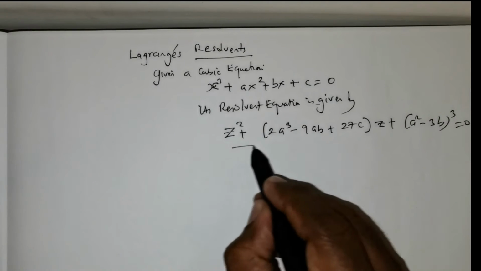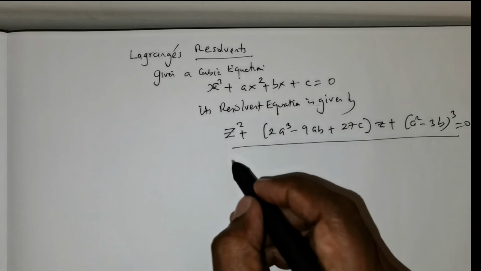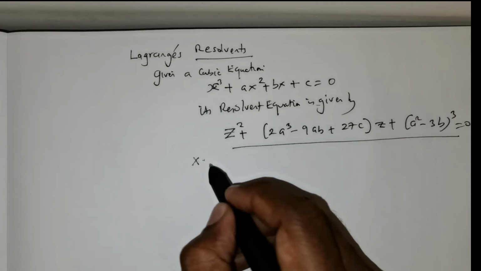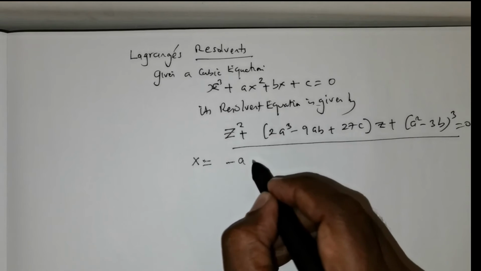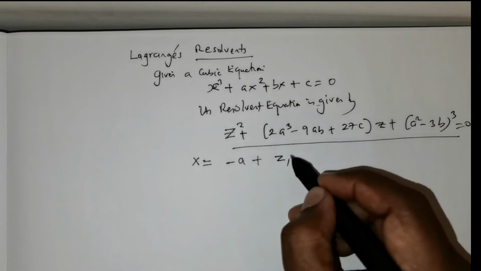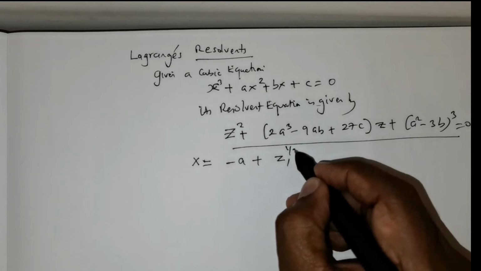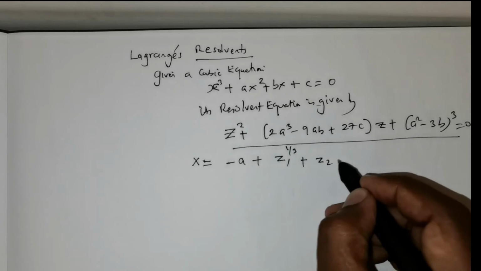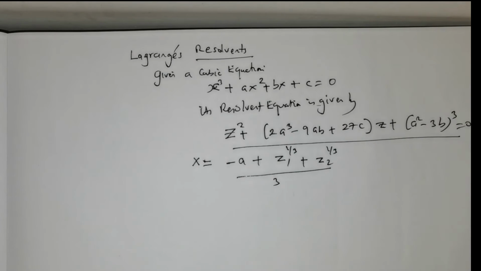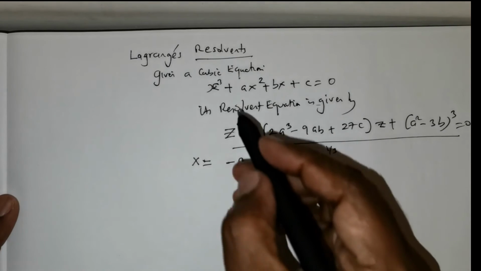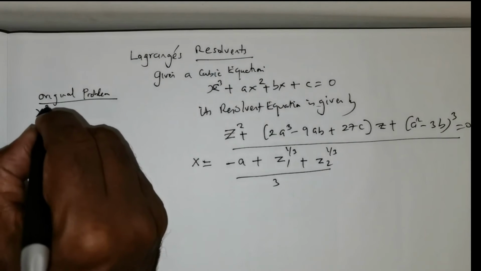0. Okay, so this is actually a quadratic equation. And if you were to solve this, clearly the required x can be obtained. And that would be negative a, and 2 roots would be coming for this quadratic equation. So z1 raised to the power of 1/3 plus z2 raised to the power of 1/3, divided by 3. So the question now is to substitute the values in the original problem.